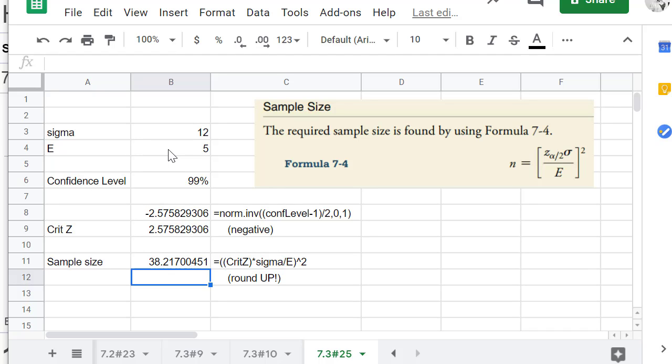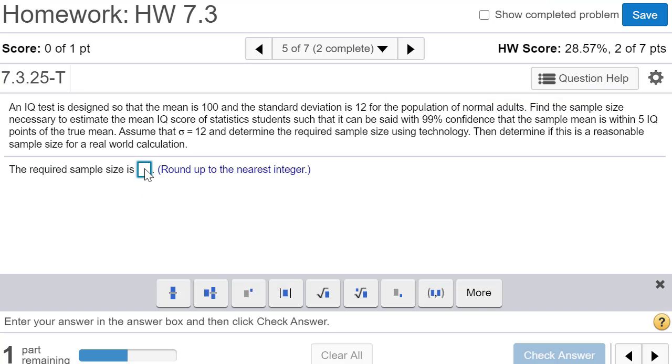If we round off, we just get 38, but remember, we want to find the minimum number of sample data points, in this case people, and we want to always round up. So this is going to be 39. Okay, let's try that. 39.